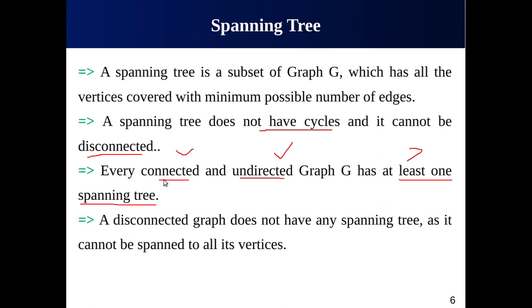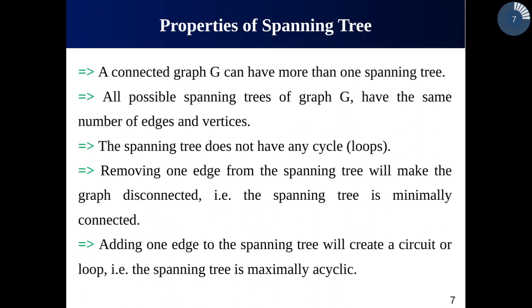Okay, I talked about connected graphs. Now, what about disconnected? A disconnected graph does not have any spanning tree because it cannot be spanned to all the vertices. Remember, it must be connected. So if a graph is disconnected, then it cannot contain any spanning tree. Let us see some general properties of a spanning tree.